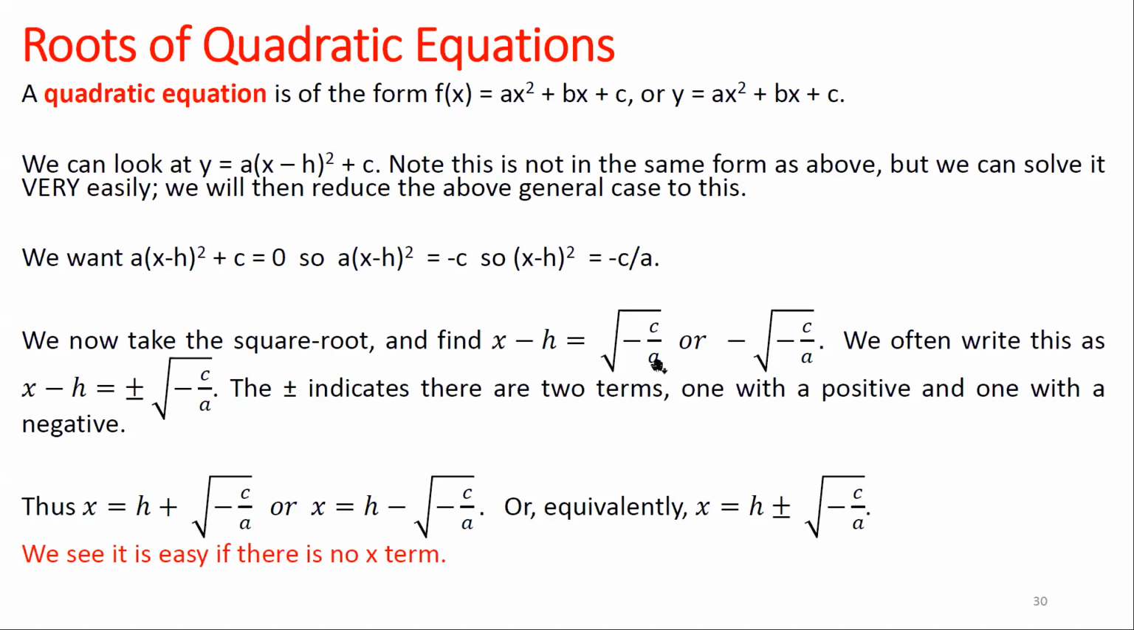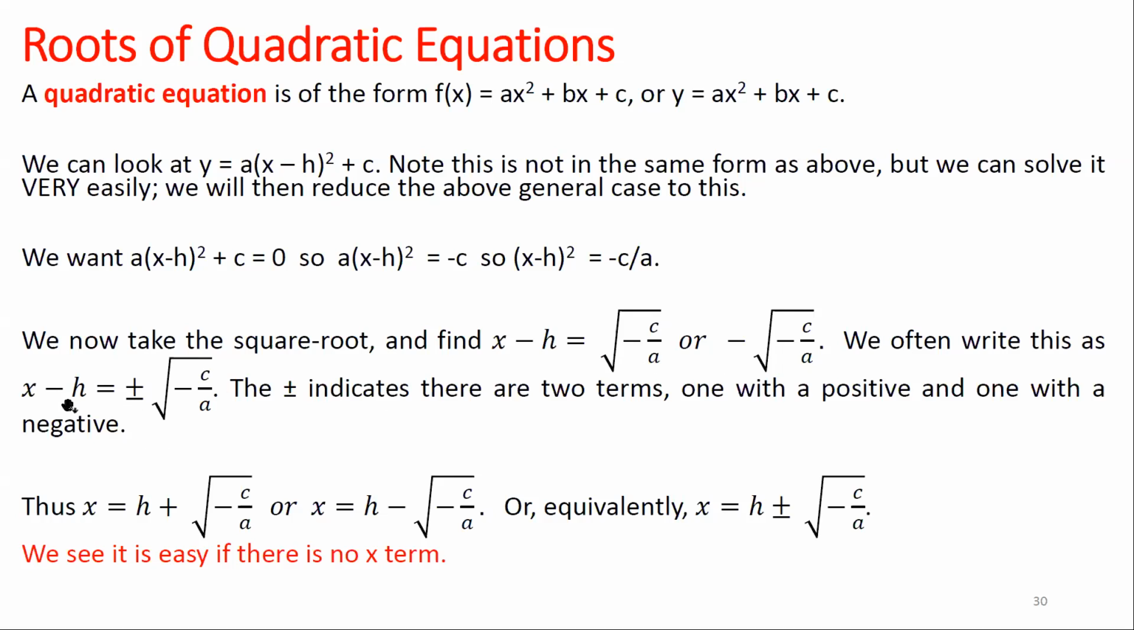So to save time, so we don't have to keep writing these things, mathematicians have introduced the new symbol plus or minus. It is a plus on top of a minus. What this means is take whatever you have on the right and do it twice. Do it once with a positive sign and once with a negative sign. So this means we have two different solutions. x minus h is the positive square root of minus c over a, and x minus h is the negative square root of minus c over a. It's just shorthand notation for these two different things.